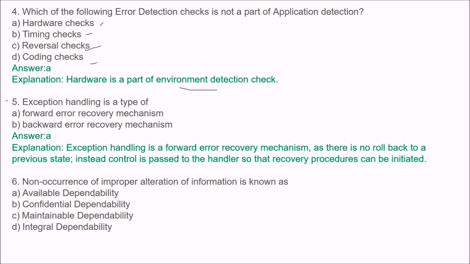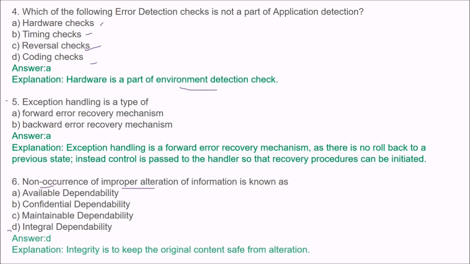Next is, non-occurrence of improper alteration of information is known as what? Which one is the answer you are going to choose? The answer is D. Integral dependability. So the non-occurrence of improper alteration of information is known as integral dependability. The integrity is to keep the original content safe from alteration, so the system has to be integral.